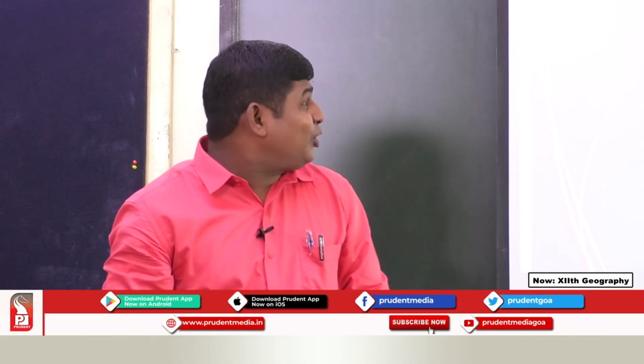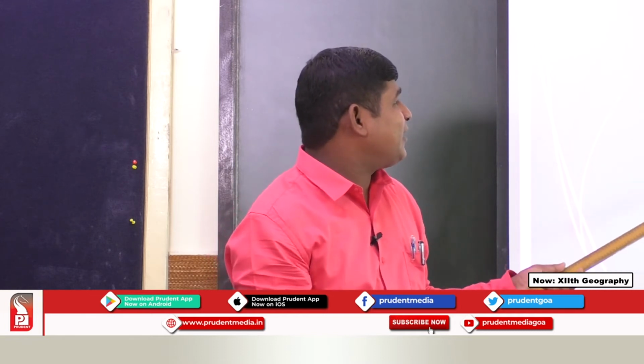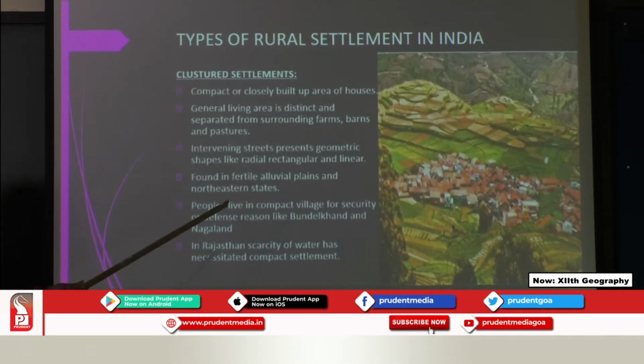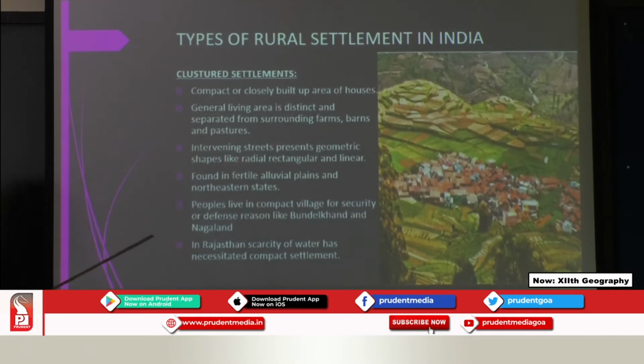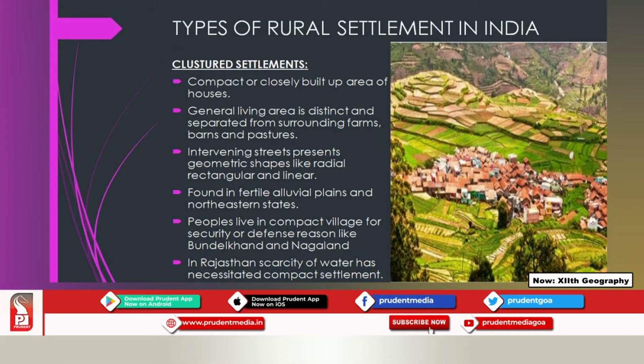So the third feature of the clustered rural settlement is that intervening streets present geometric shapes like radial, rectangular, or linear. Another very important point pertaining to clustered settlement in India is that these settlements are found in the fertile alluvial plains of India. At the same time, you will find these settlements in the northeastern states of India.